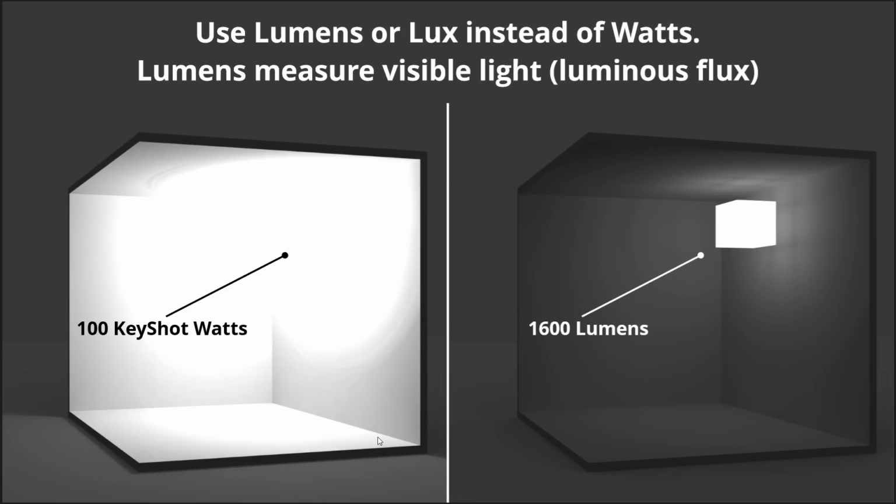As you can see here on the right-hand side, we've got 1600 lumens, which is about the equivalent of a 100-watt light bulb. On the left-hand side, same scene, exact same settings, other than the units. On the left-hand side, we're using 100 KeyShot watts to power that scene, and it is crazy bright. KeyShot watts are not measuring visible light. They're actually measuring kind of energy output with no resistance. So anytime you're using lights, try using lumens or lux, and we'll get into that in more detail as well.